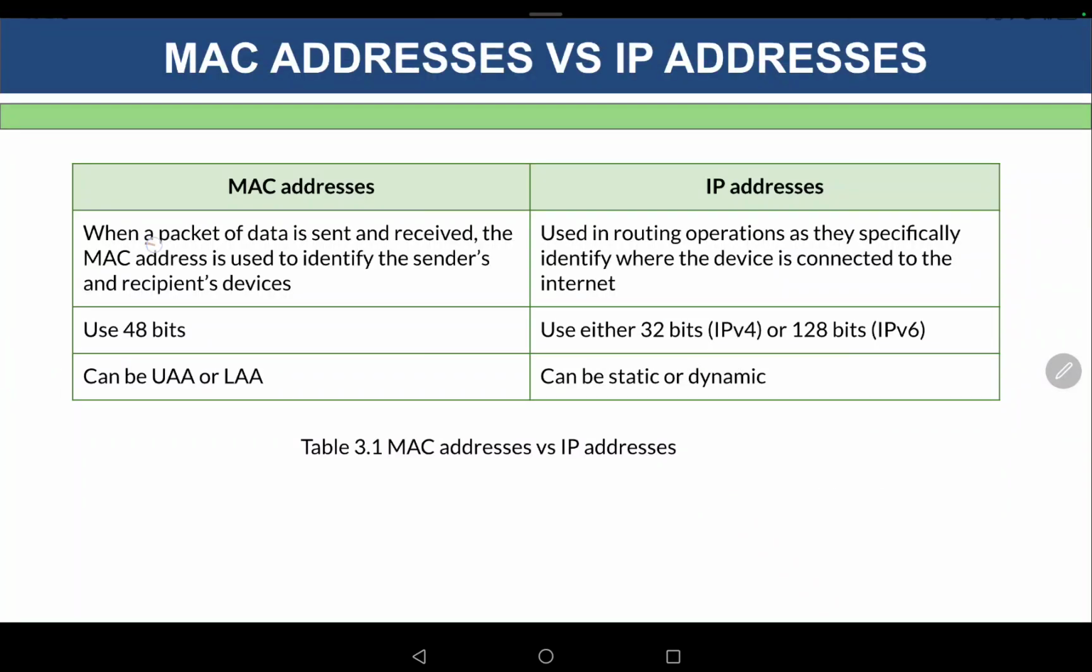MAC address: when a packet is sent and received, the MAC address is used to identify the sender and recipient of the device, while an IP address is used in routing operations as it specifically identifies where the device is connected to the internet. A MAC address uses 48 bits, while an IP address uses 32 bits or 128 bits. A MAC address can be UAA or LAA, while an IP address can be static or dynamic.